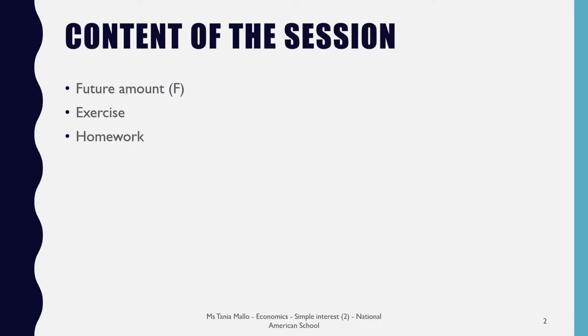Last time we started this chapter by defining interest as a charge for borrowing or lending money, and the formula is IN equals P times R times T. Today we're going to continue the chapter by explaining the future value, that means the total amount of money that anyone would earn at the end of the period. We're going to do some exercises, and you have a homework due next week.